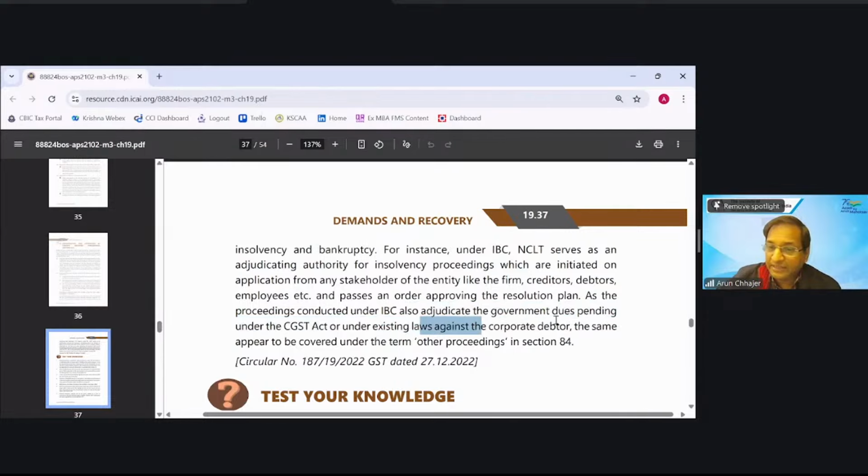As the proceeding conducted by the IBC also adjudicates the government dues pending under the GST, offer under existing law against the corporate debtor, the same appears to be covered under the term other proceeding in section 84. This part has been clarified by the circular. By this, our chapter has been completed.